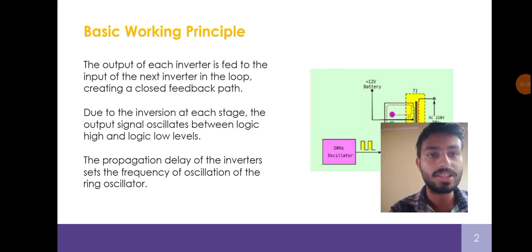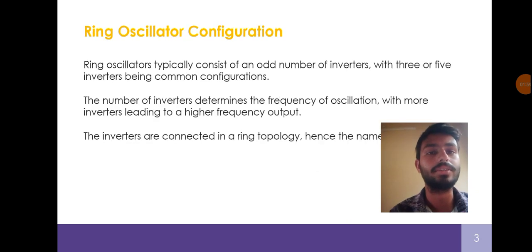Due to the inversion at each stage, the output signal oscillates between logic high and logic low levels. The propagation delay of the inverters sets the frequency of oscillation of the ring oscillator.